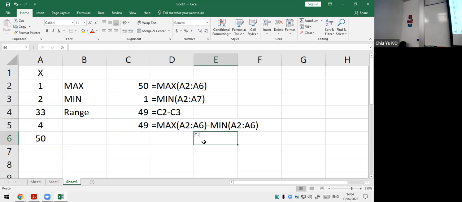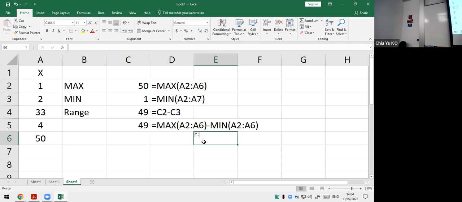Is that okay? So any question? I mean, of course, I know this is very easy, but I cannot assume everyone knows Excel, so that's why I start from scratch.